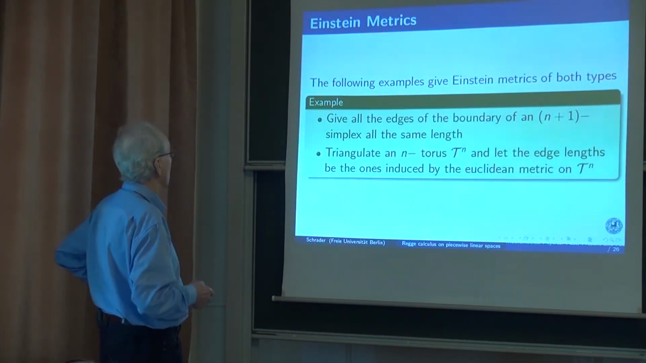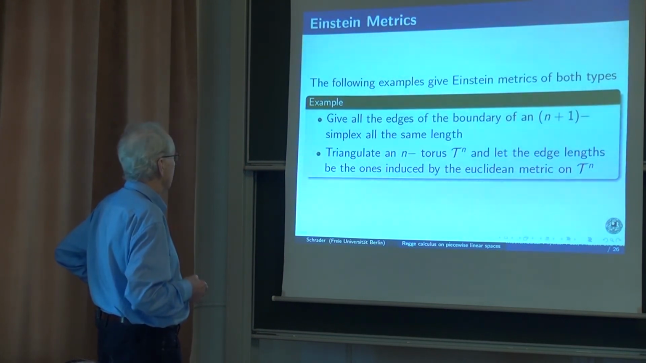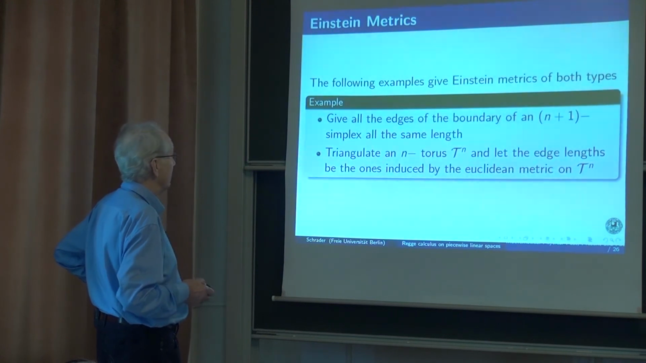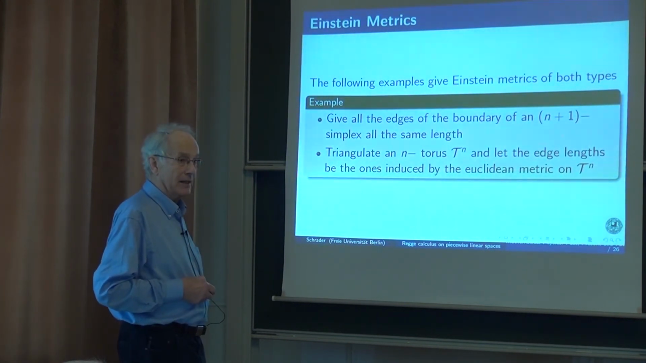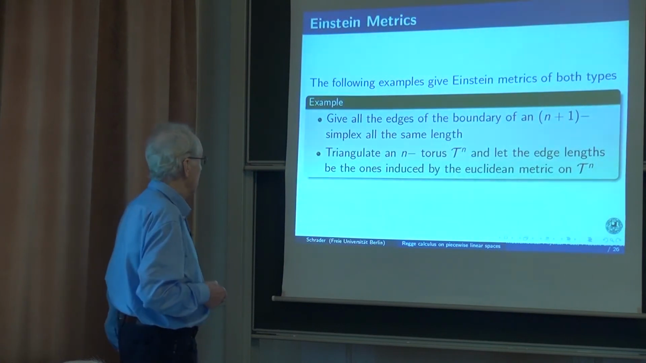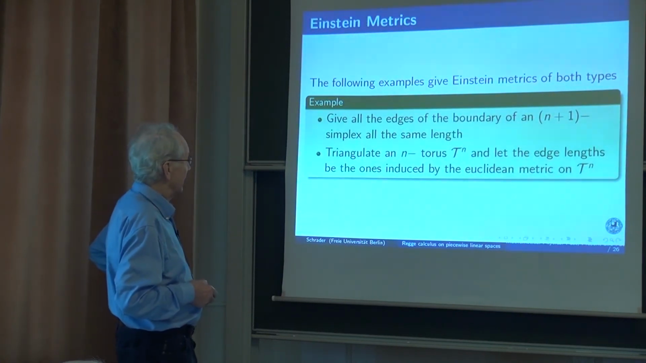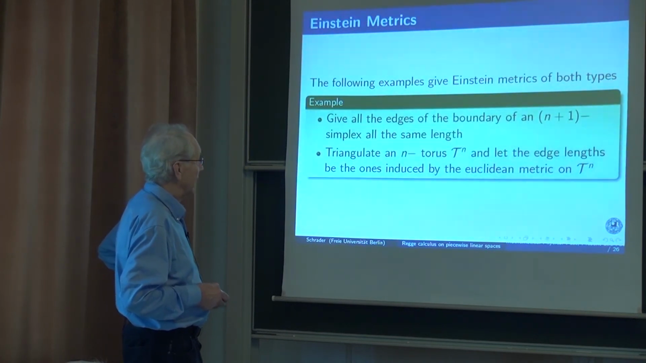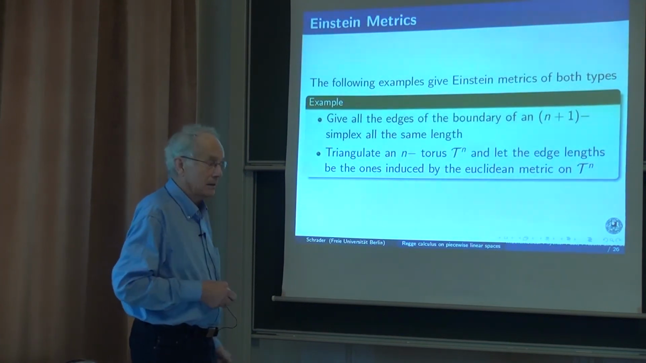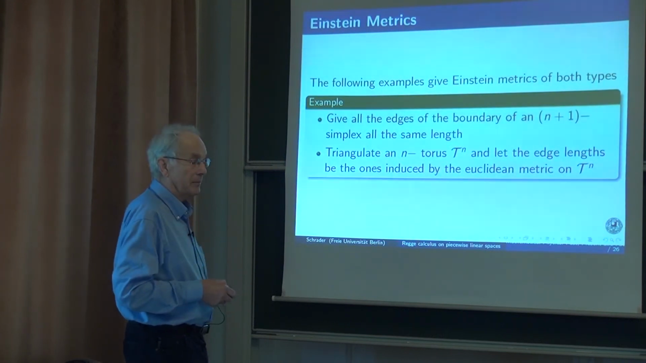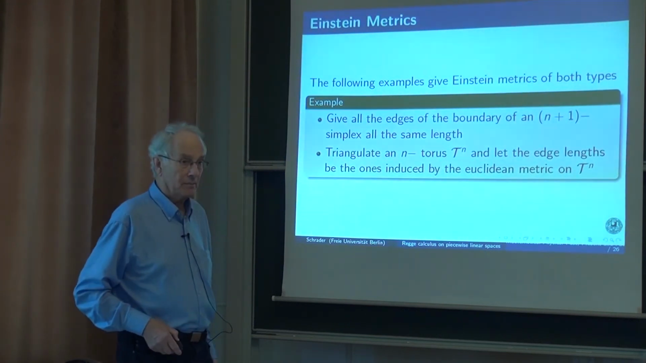So we have the following two examples. In the first example, you take the boundary of an n+1 simplex and give all edges the same length. Then this is an Einstein metric of both types. The second is that you triangulate an n-torus, Tn, and let the edge lengths be the ones induced by the Euclidean metric on Tn. Yeah? Tn inherits a Euclidean metric, and this is also an example.